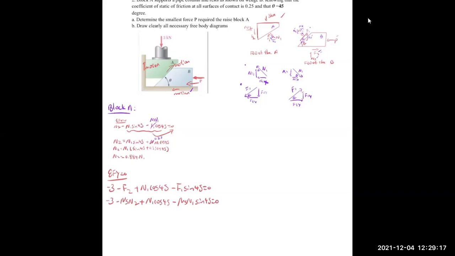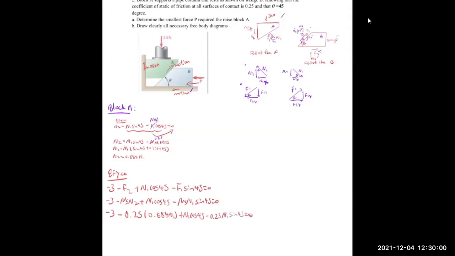Okay, and then we know that N2 is equal to 0.884. So basically that means we can substitute that in. If we substitute that in, this entire equation only has one unknown, which will be the N1, since we know that mu s is equal to 0.25. So let's do that. So -3 minus 0.25 into 0.884 N1 plus N1 cosine of 45 minus 0.25 N1 sine of 45 equals 0.